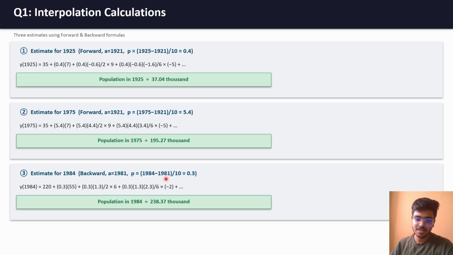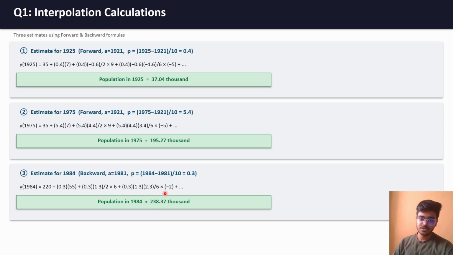row diagonal of the difference table, y n equals 20, del y n equals 55, del square y n equals 6, and so on. After putting these values in the formula, we get y of 1984 equals 220 plus 0.3 times 55 plus 0.3 times 1.3 divided by 2 into 6, and so on. We will get 238.37. So our population in the year 1984 is 238.37 thousand.